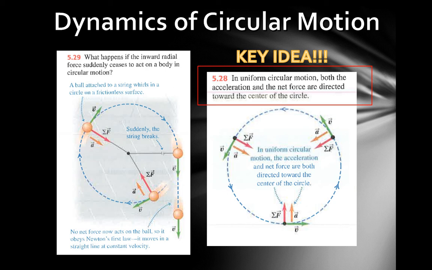You notice here that if the string was to suddenly break, then the ball would fly off on a path tangential to the circular arc. And that's shown in the first picture. The other thing that you can see in the second picture is that the net force is in the same direction as the acceleration. And that net force and that acceleration are directed toward the center. They call this radially inward.